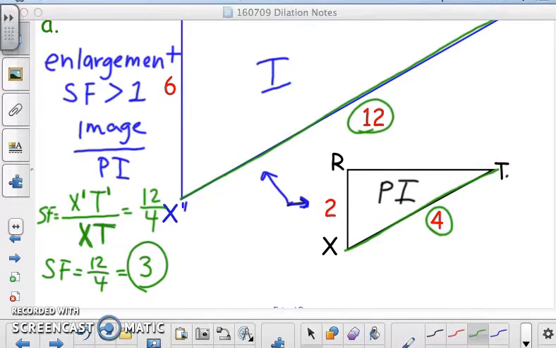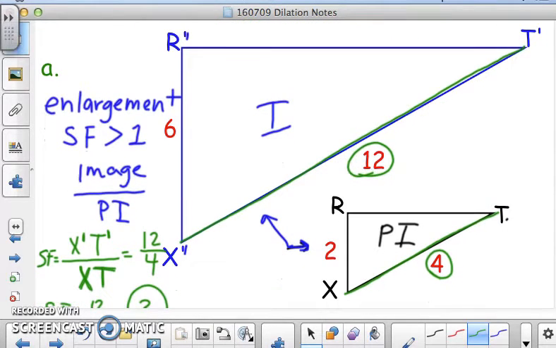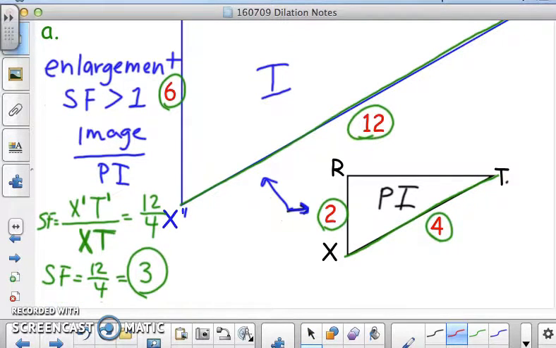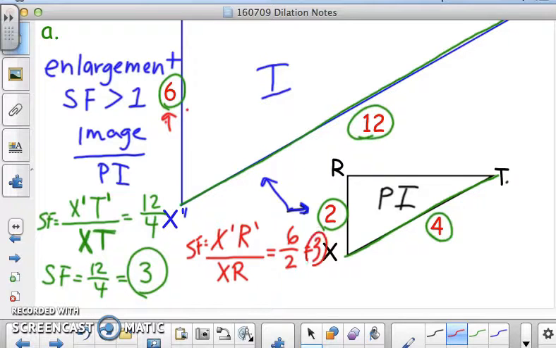Now if I want to check myself, I notice that they've given other lengths here. I also know the length of R prime and X prime. And I also know X and R. So I'm going to double check myself and make sure I still find my scale factor to be 3. So I'm going to take my image, which is X prime, R prime, over my pre-image, which is X, R. This will result in 6 from this number right here over 2, which will also simplify to, you guessed it, 3.